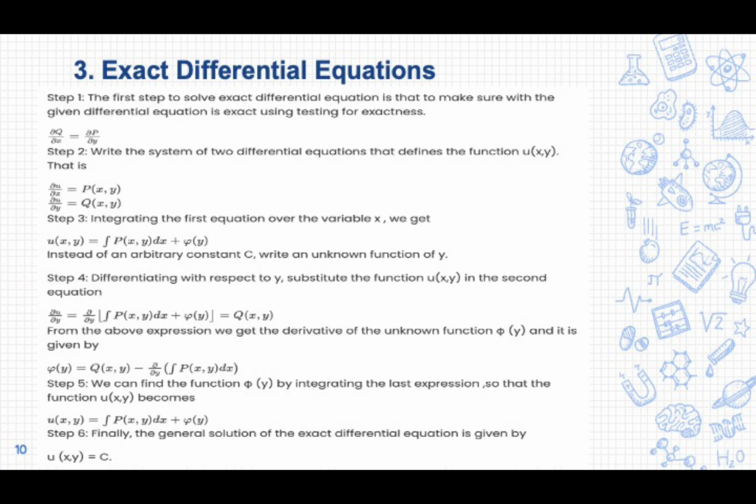To solve an exact differential equation, we need to make sure it's exact by testing for exactness. Then write the system of two differentials down. Integrate the first equation over the variable x, and then differentiate with respect to y. Substitute the function u(x,y) in the second equation. From the above expression, we get the derivative of the unknown function. Then we can find the function by integrating the last expression, so that the function u(x,y) becomes the equation below. Finally, the general solution of the exact differential equation will be given.